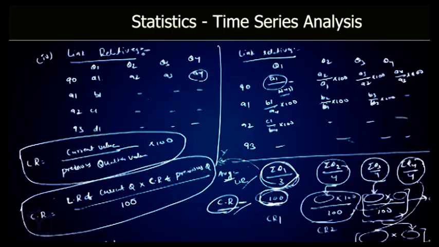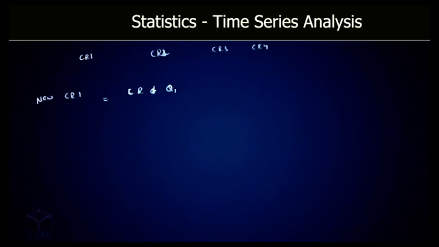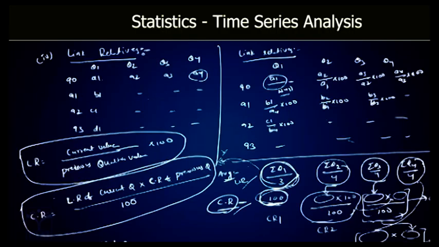new CR of Q1 will be equal to the link relative of Q1, LR of Q1, into the chain relative of Q4, the CR4 value we found, divided by 100. So there is a new chain relative for Q1.